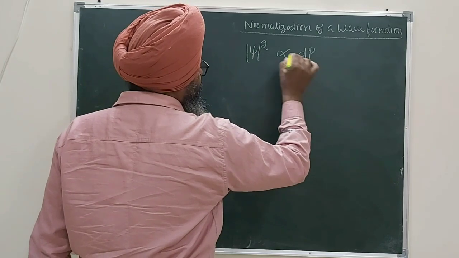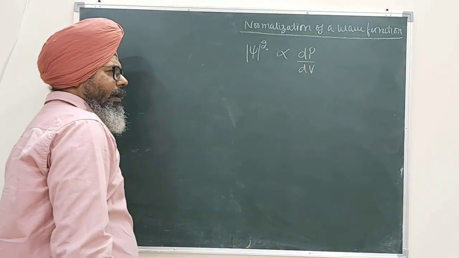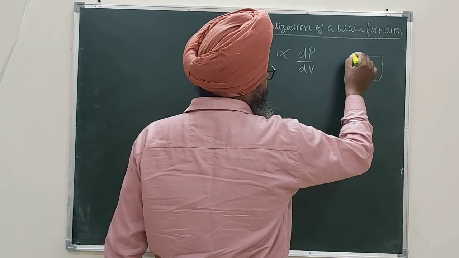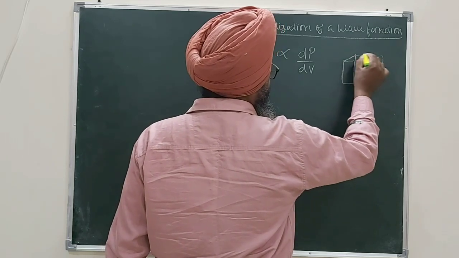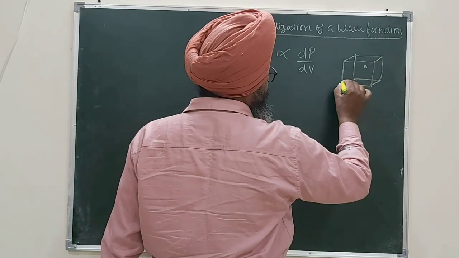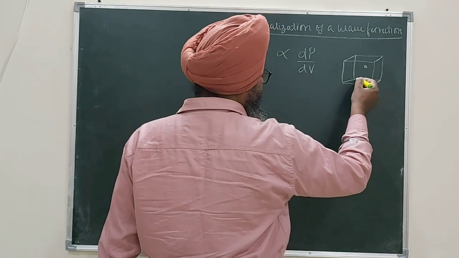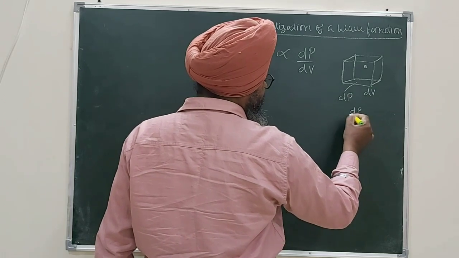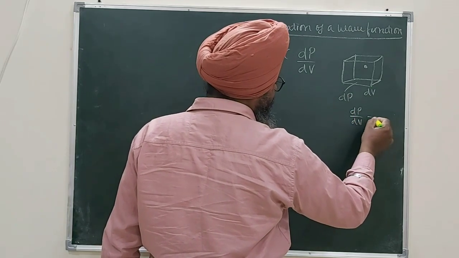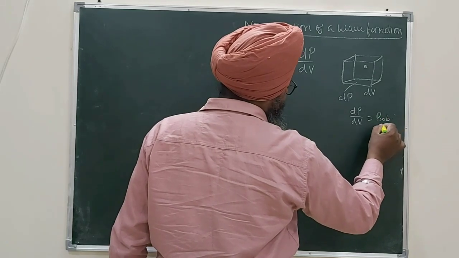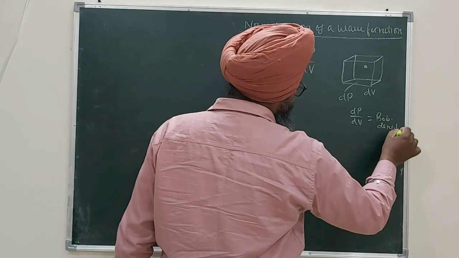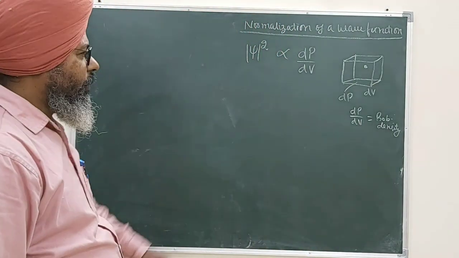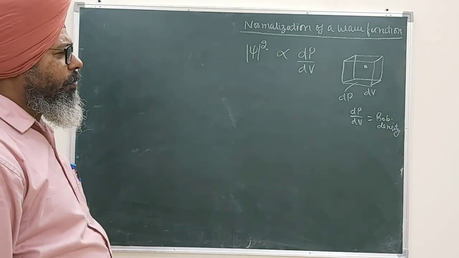Let us say a particle is moving in a three-dimensional space, and at any point, let us say this is any point, I draw a small region around that point. Suppose this region has volume dV, and in this region the probability of finding the particle is dP. Then this dP by dV is called probability density. So according to Max Born, the square of the magnitude of the wave function is directly proportional to probability density.